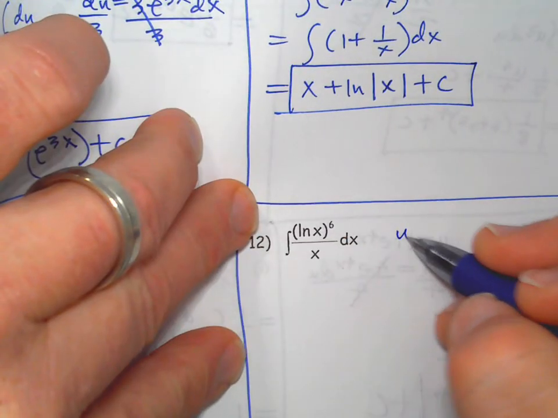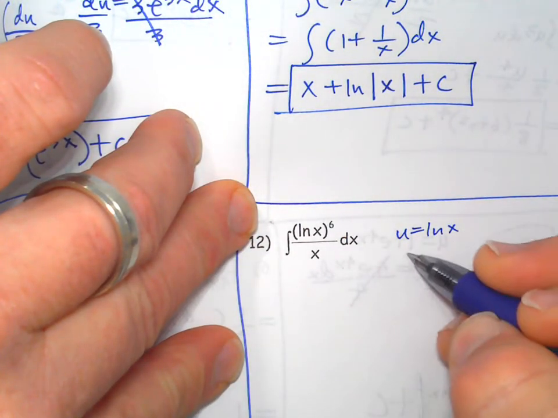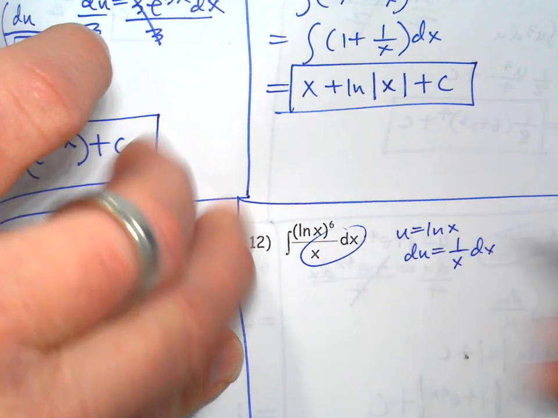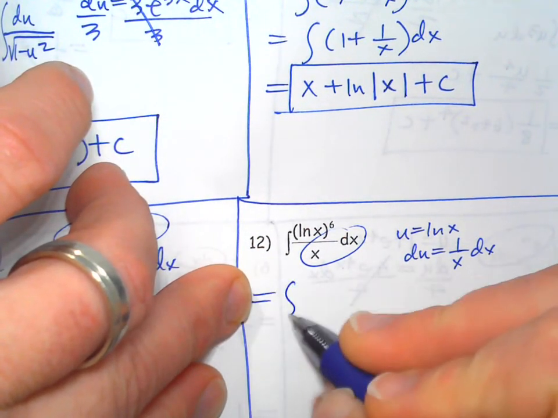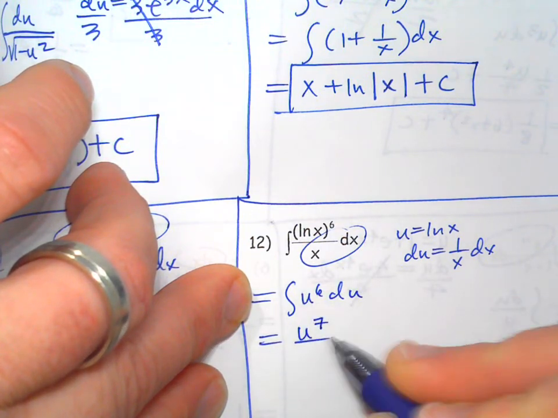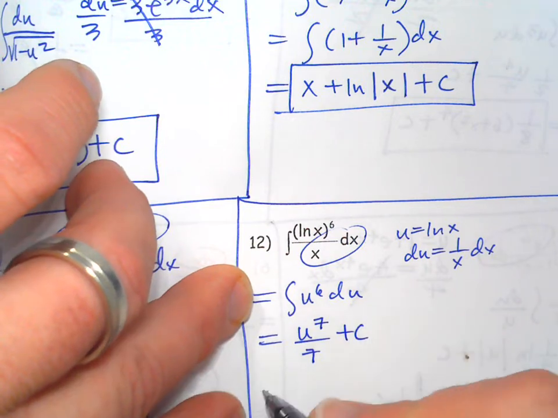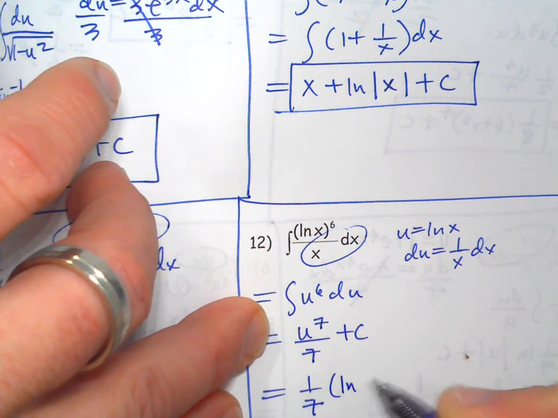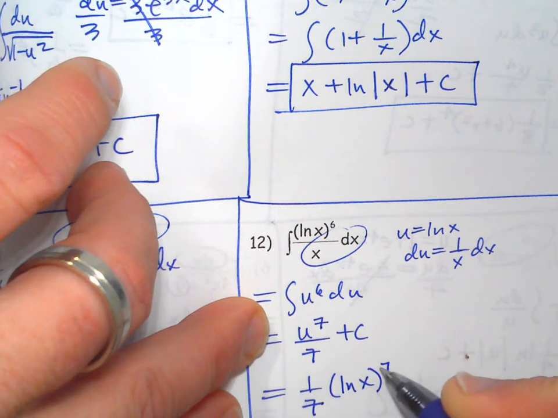12, u equals natural log of x would be my guess. It was 1 over x dx. That looks good. So this is going to be u to the 6 du. It's going to be u to the 7th over 7 plus c. It's going to be 1/7 natural log of x to the 7th power plus c.